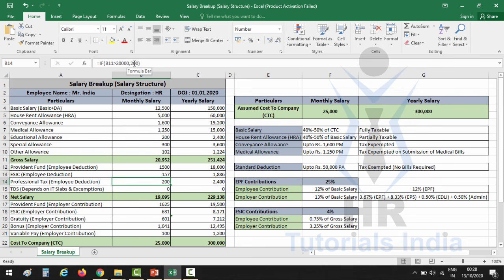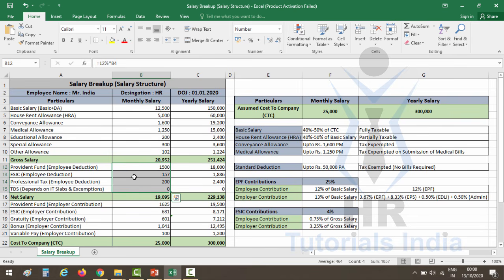So I have given here a formula. If gross salary is greater than 20,000, then professional tax will be 200. Then comes TDS, which is tax deduction at source. Depending upon the salary and depending on the income tax slabs, the tax will be calculated, which I will be explaining in detail in the upcoming videos. So as of now, as the salary is below 5 lakhs, I have taken it as 0.